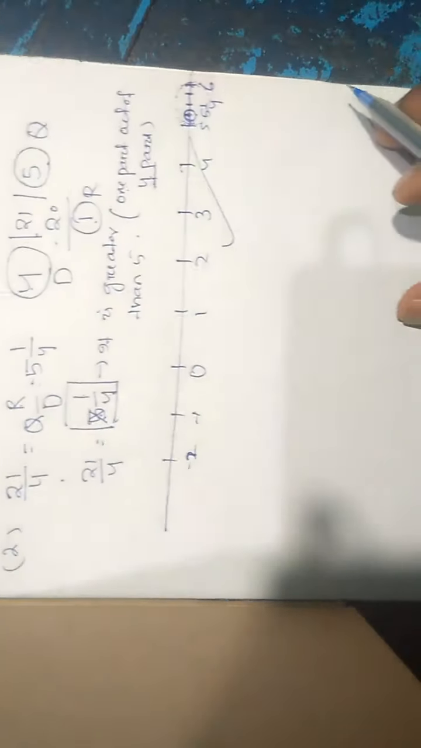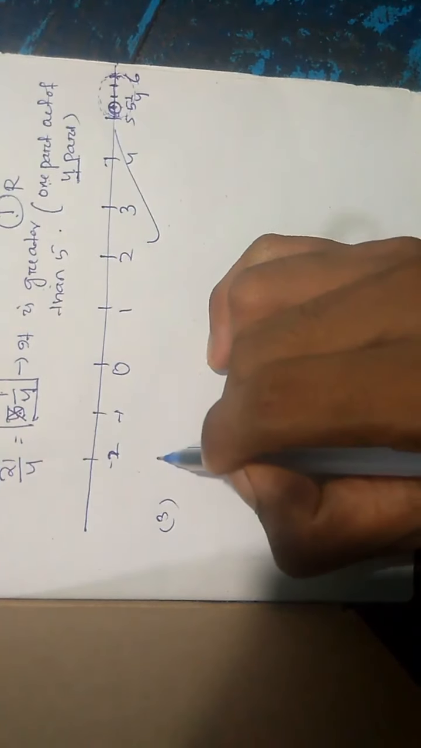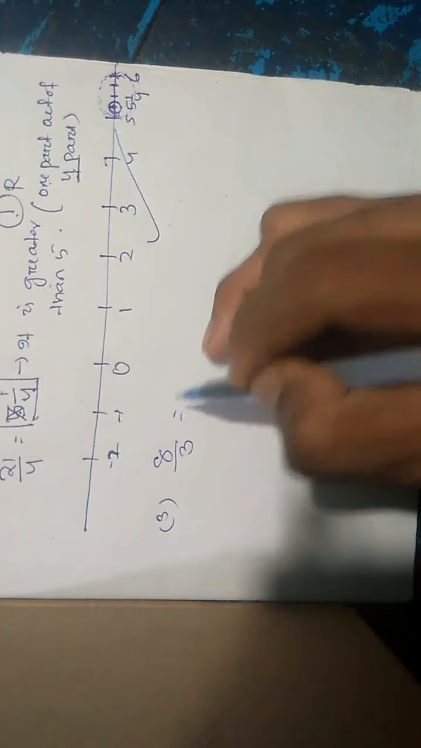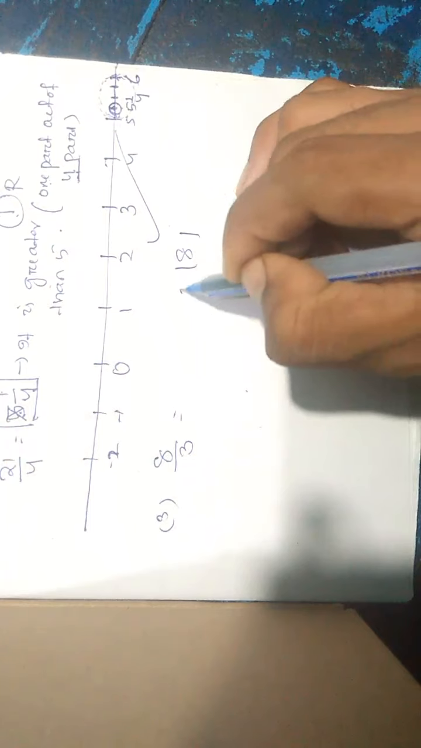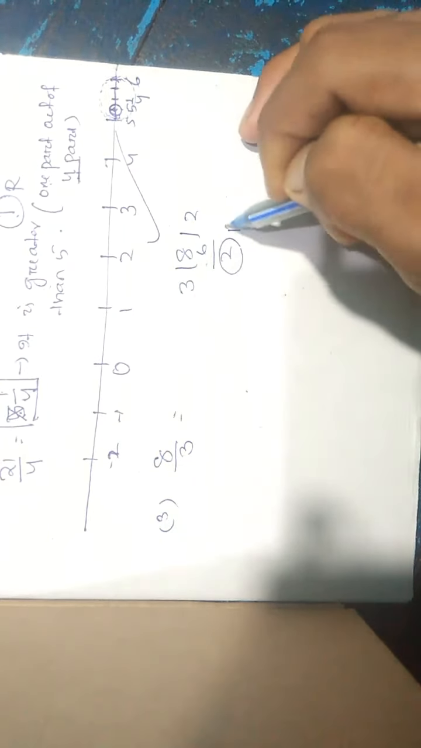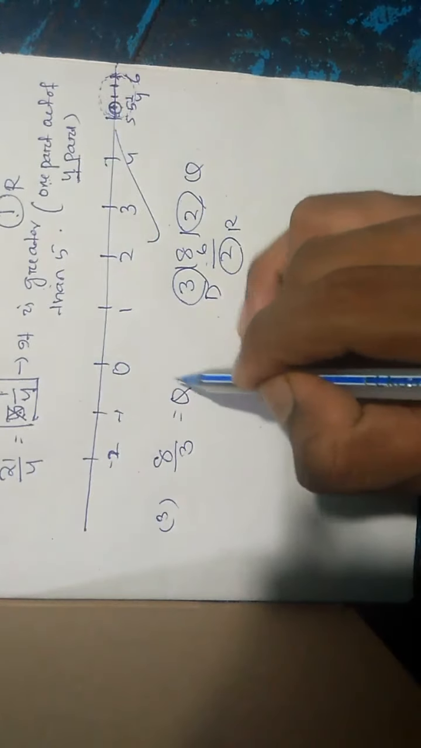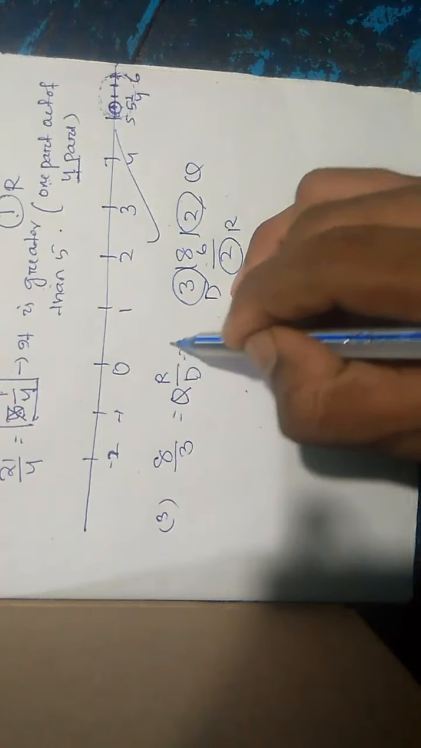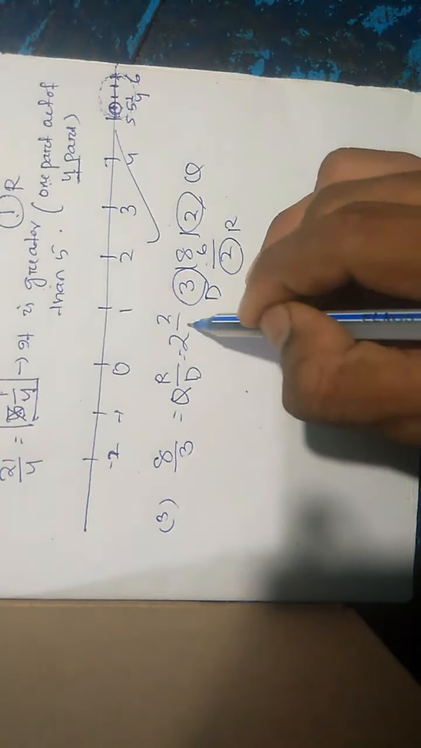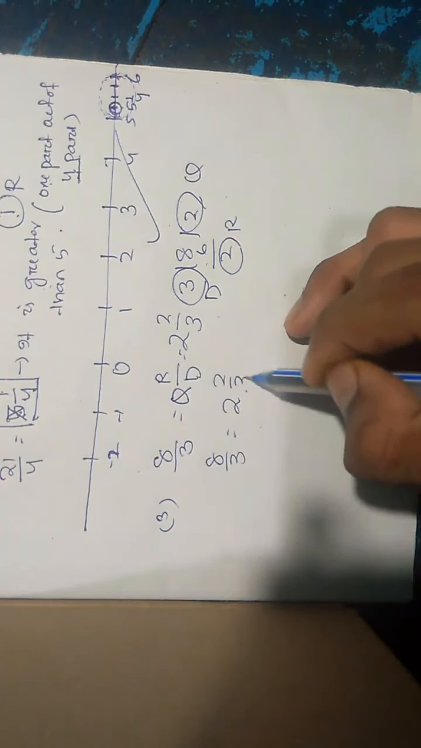Okay, so let us do one more question. Suppose we are going to represent 8 by 3 on the number line. So first divide it: 3 twos are 6, remainder 2. 2 is the remainder, 2 is the quotient and 3 is the divisor. So quotient, remainder and divisor: the quotient is 2, remainder is 2, divisor is 3. So this is 2 whole 2 by 3.